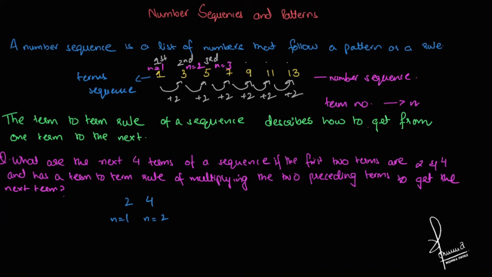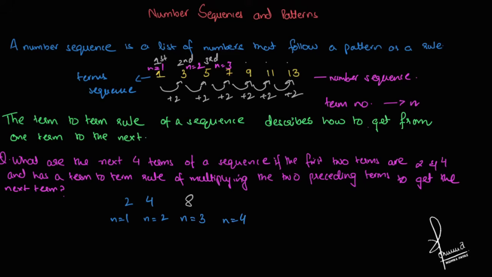अगर आपका term to term rule है, multiplying the 2 preceding terms to get to the next term. अब हमारी n is equal to 3 is going to be the next term, right? So n is equal to 3 पे हमारी next term आ जाएगी, और next term का रूल क्या है? आपने पिछली दोनों terms को आपस में multiply करना है. So 2 into 4 is 8. So my next term is going to be 8. फिर n is equal to 4 पे it's going to be 8 into 4.